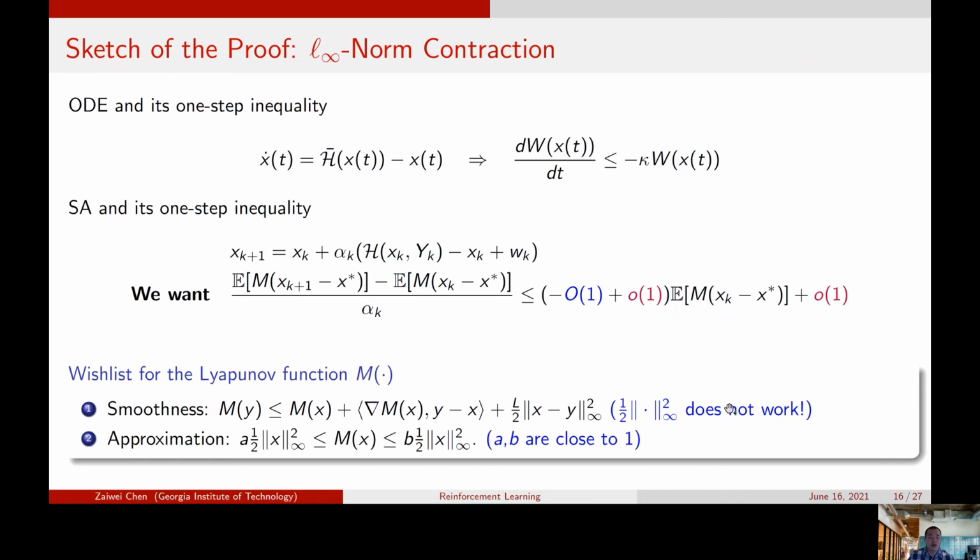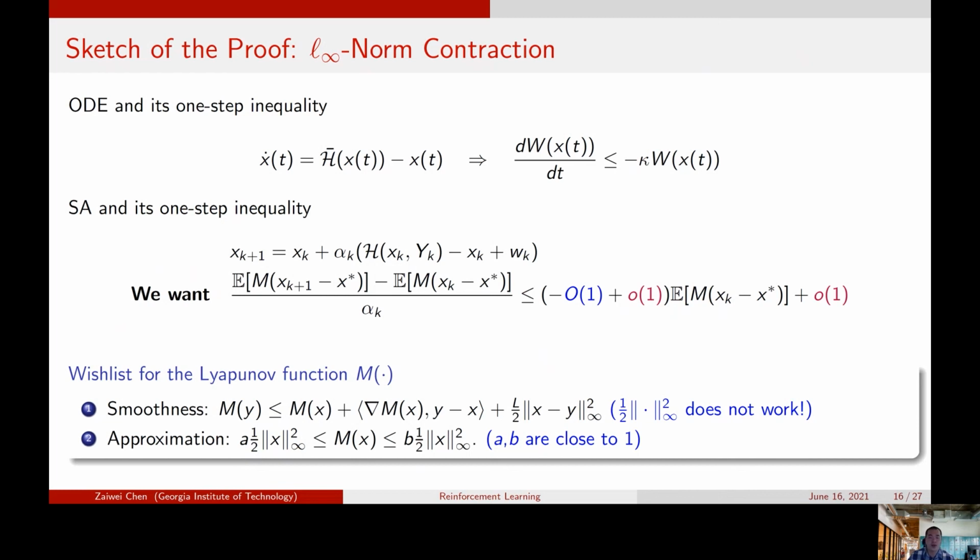The second property we need is the approximation property. It states that the Lyapunov function should be a good approximation to the sup norm square. There are two reasons for that. One is that since m is some abstract function, eventually we don't want to state the finite sample bound in terms of m. We want to state it in terms of sup norm square. Therefore, we need an inequality to translate m into sup norm.